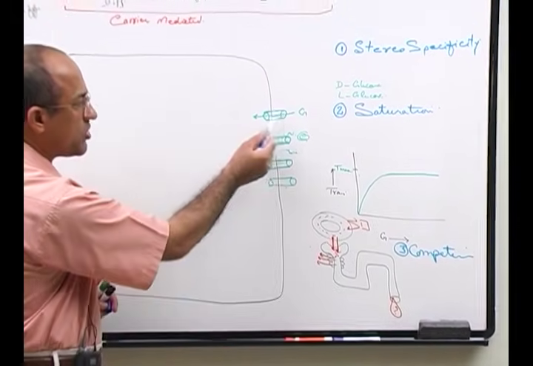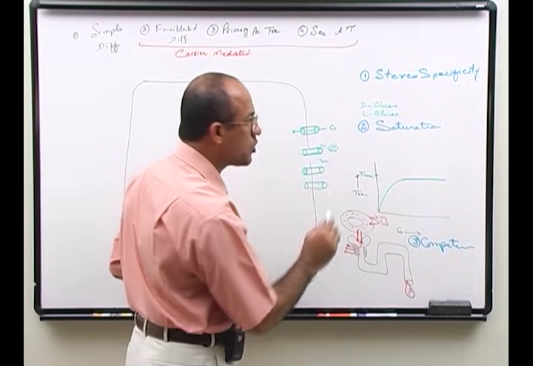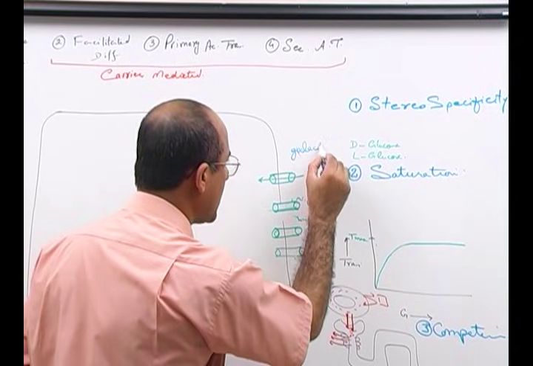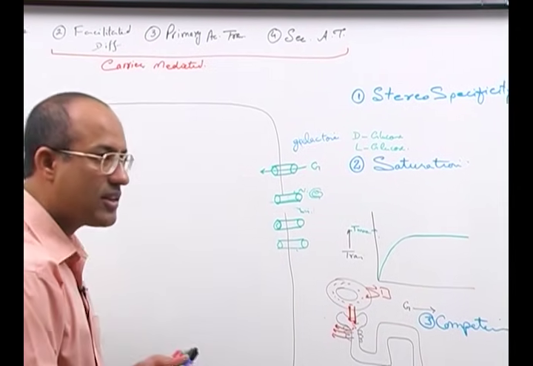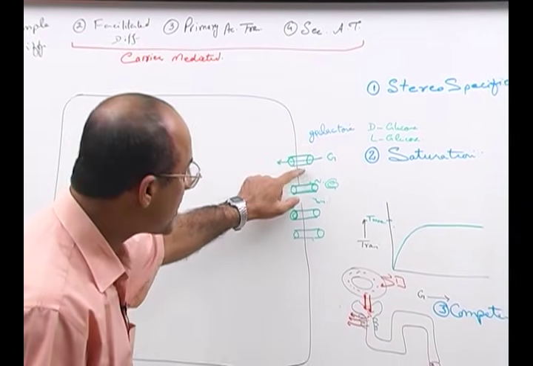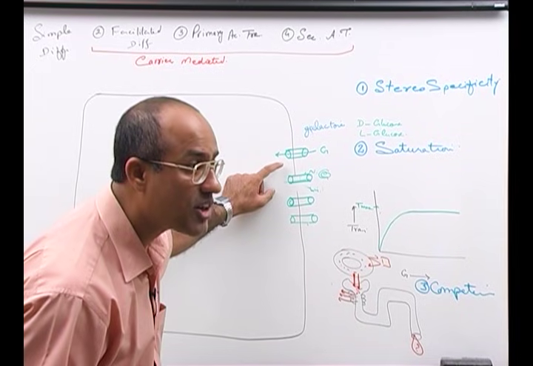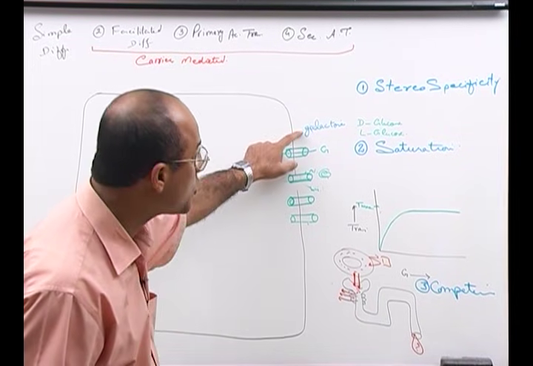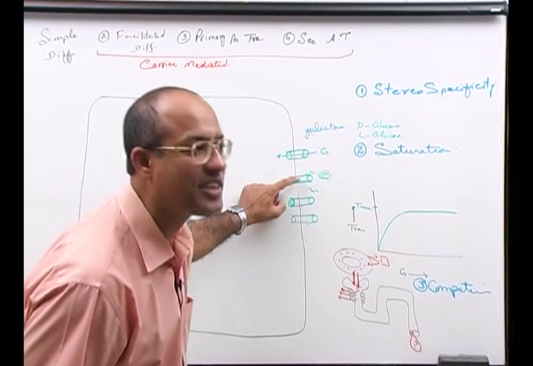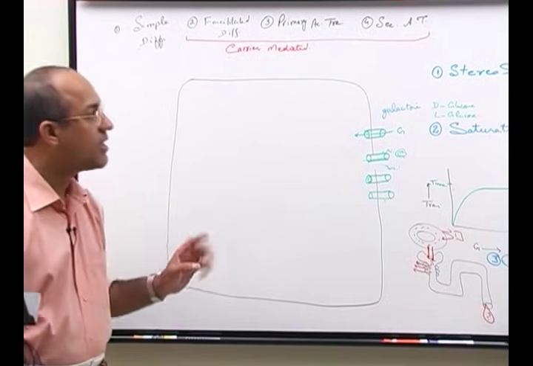For example, glucose is being absorbed from here. Another molecule which is very similar to glucose is galactose. Right? In the gastrointestinal system, if you provide a lot of galactose, then these channels will start using the galactose and glucose absorption will be reduced. So we say there is a competition between galactose and glucose for the same transporter and carrier protein.